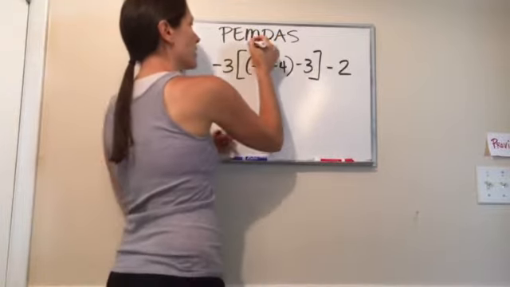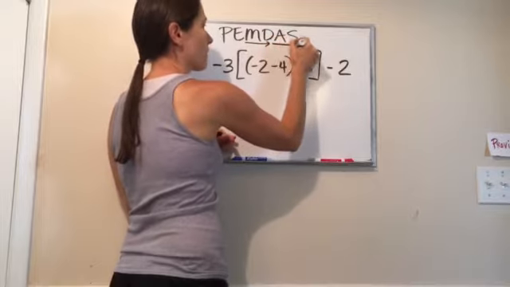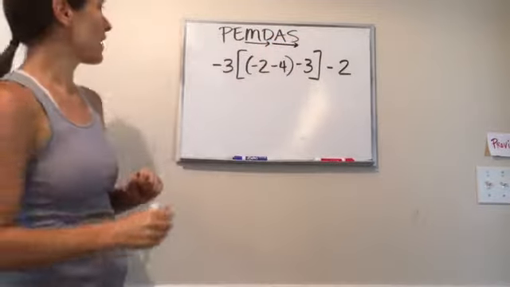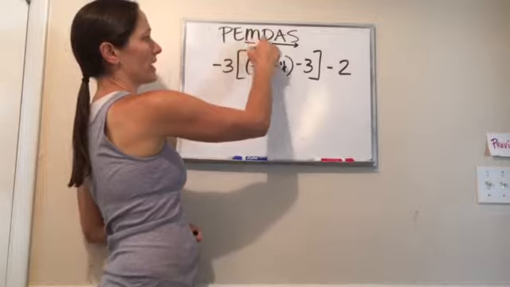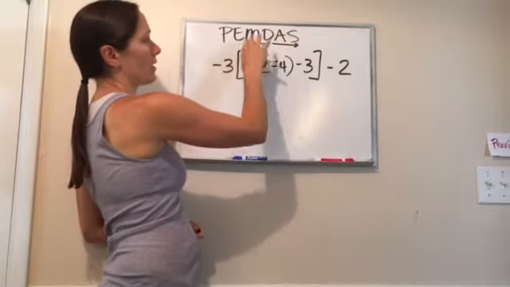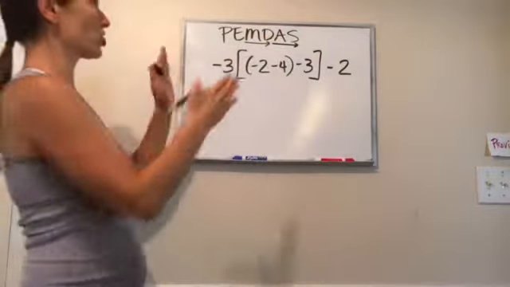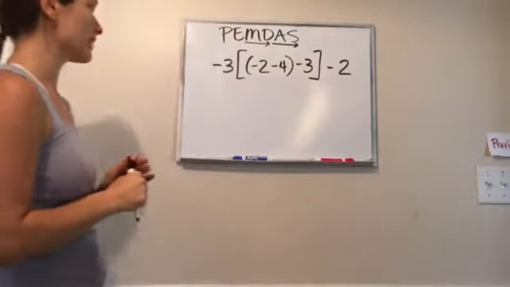Now, I'm going to put an underline with an arrow showing that these can be switched. It could be DM and SA, or MDAS. It doesn't matter because you go in order from left to right. We'll talk about that a little bit deeper in just a minute.